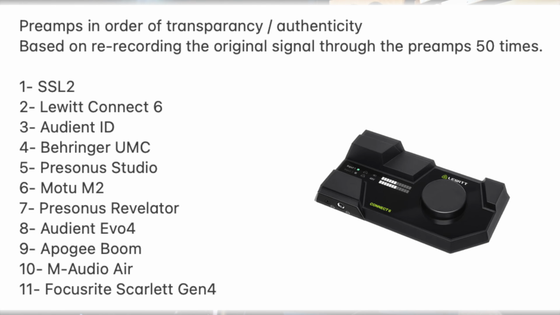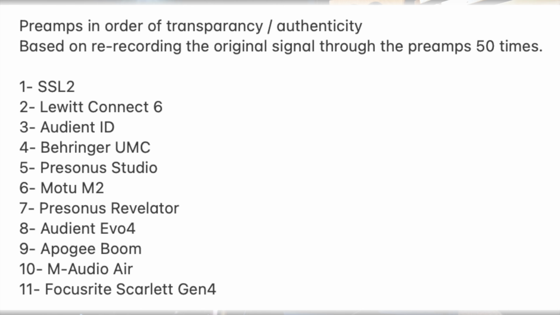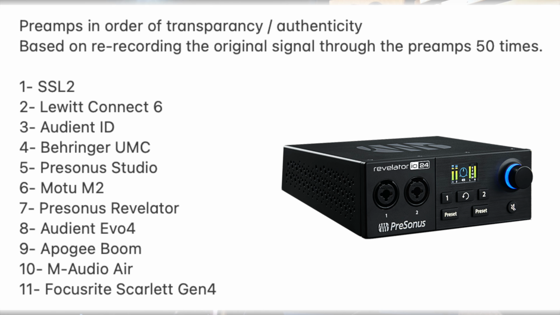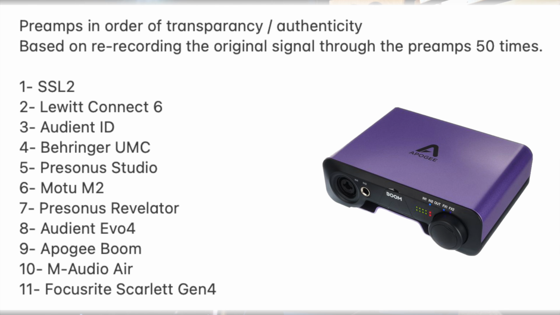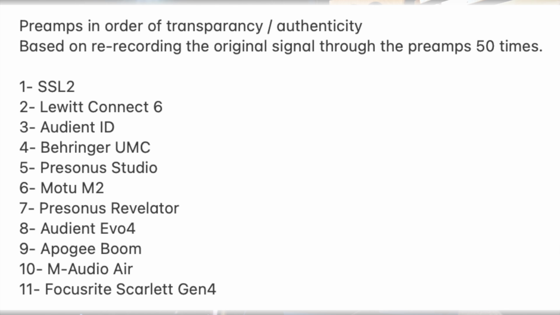The Lewitt Connect 6, Audient ID4, Behringer UMC, PreSonus Studio, Motu M, PreSonus Revelator, Audient Evo, and Apogee Boom had a little bit of noticeable coloration, but it was extremely subtle. And the M-Audio Air and Focusrite Scarlett Gen 4 had the most coloration, but it still wasn't very much. The Focusrite Gen 4 had the most, and here's how it sounded compared to the original recording.